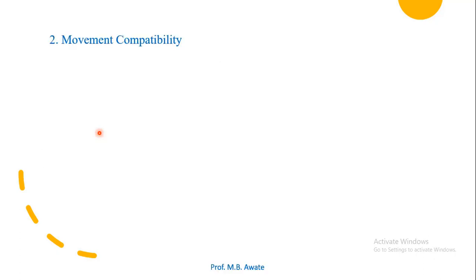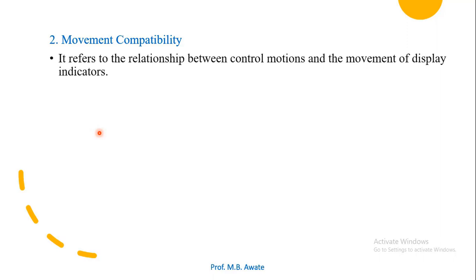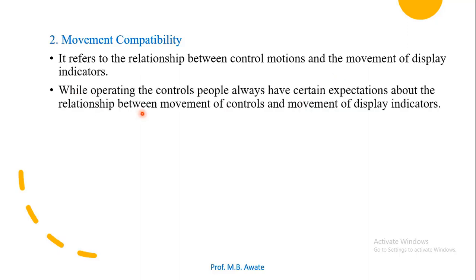Now we will see what is movement compatibility. Movement compatibility refers to the relationship between control motions and the movement of display indicators. So here, what is that relation between control motions and the movement of display indicators? Means what? While operating the control, people always have certain expectations about the relationship between movement of controls and movement of display indicators.